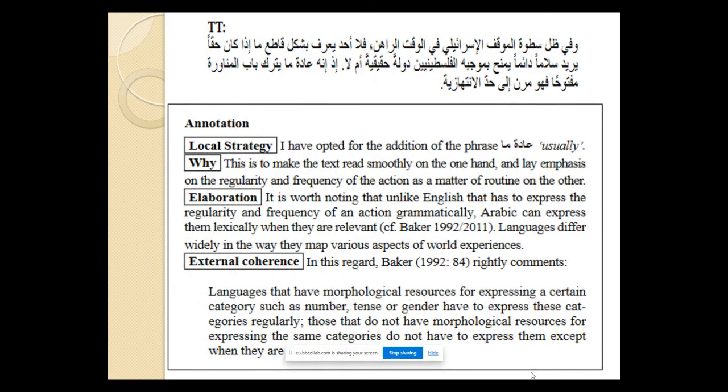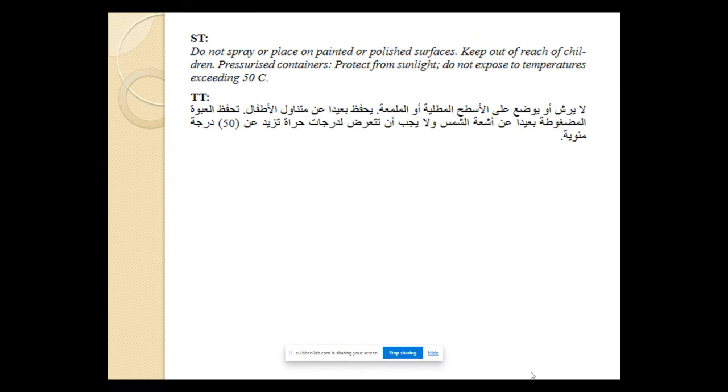So this is the way you develop your annotation or your commentary. Here we have a source and target text. Let's have a look at this, please. Source text says, don't spray or place on painted or polished surfaces. Keep out of reach of children. Pressurized containers, protected from sunlight. Don't expose to temperatures exceeding 50 centigrade. لاحظوا الترجمة.